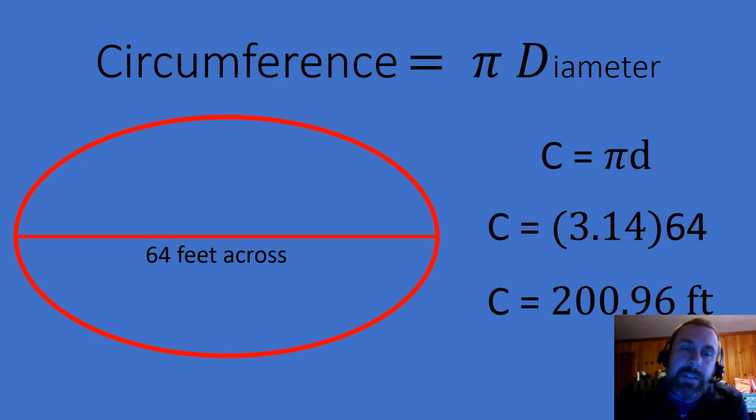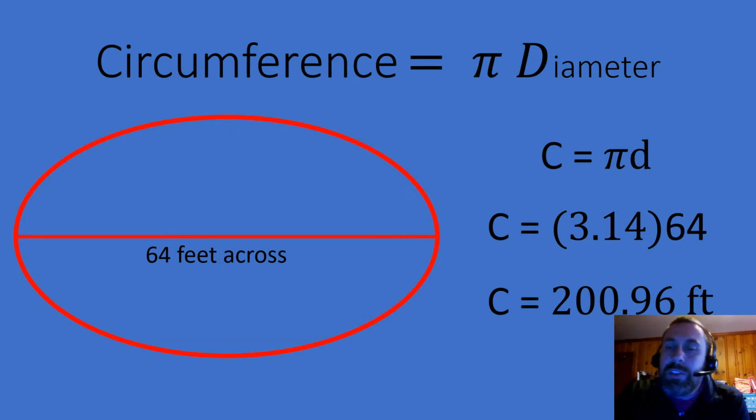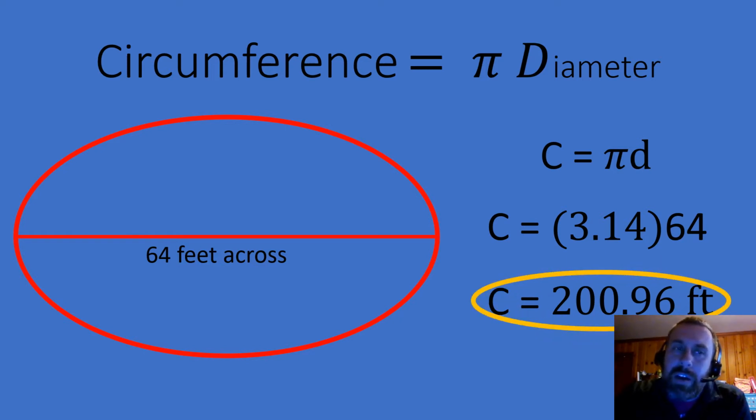So as the kids are playing, if the parents are walking around the outside of this circle, just kind of checking everything out, they are going to walk 200.96 feet. That's a terrible circle I drew, but you get the idea. 200.96 feet. Now, there's one thing we forgot. If you watched the other video, which you should have, we always circle our final answer.